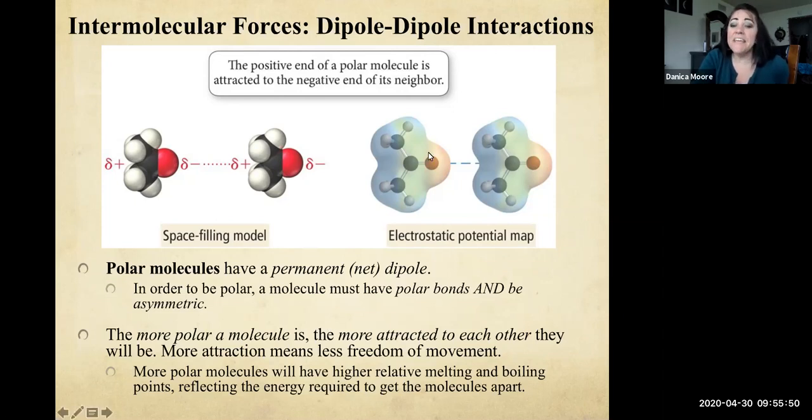Cool. But again, one of the things that's necessary in order to have these dipole-dipole interactions is a permanent, aka net dipole on the molecule. So it means that the molecule must be polar. And in order to be polar, you must have polar bonds and be asymmetric. The more polar a molecule is, the more attracted they will be, the stronger these dipole-dipole interactions will be. So when we're looking at this attraction, meaning less freedom of movement for particles, more polar molecules will have relatively higher melting and boiling points, right?